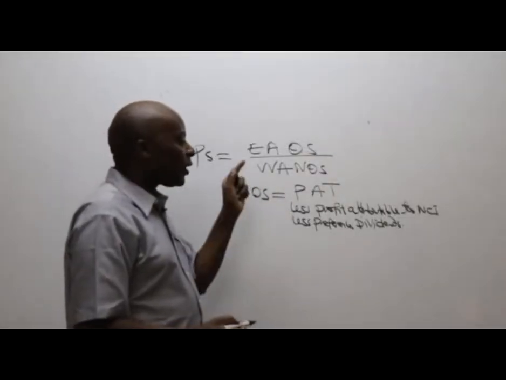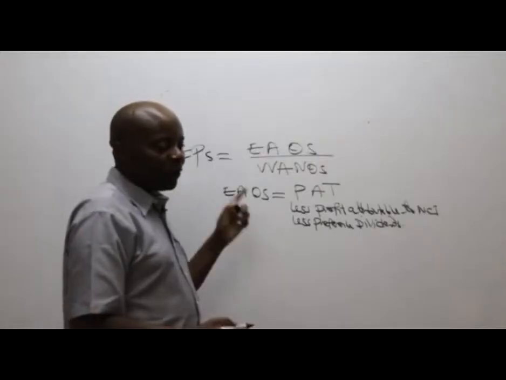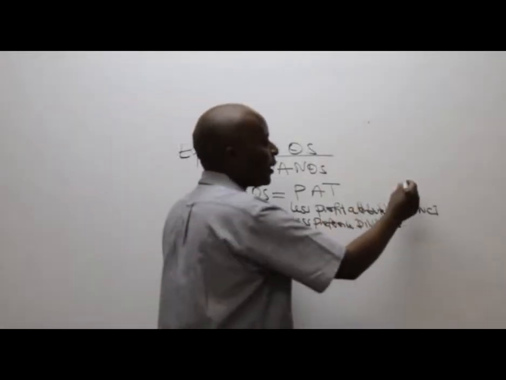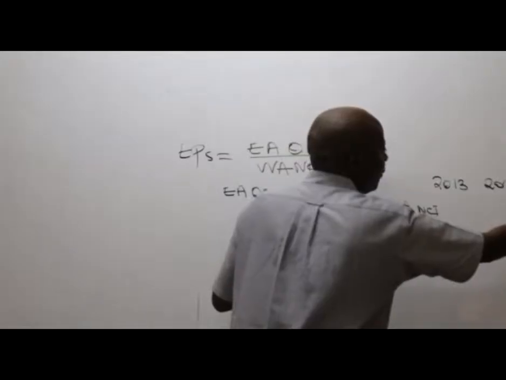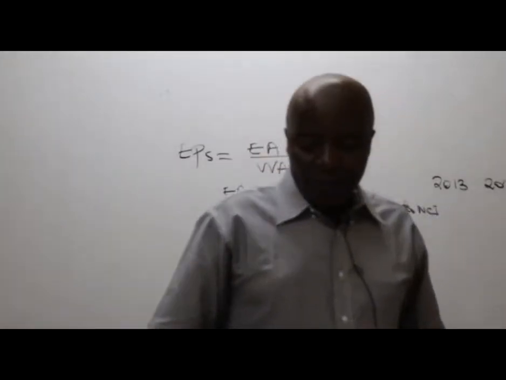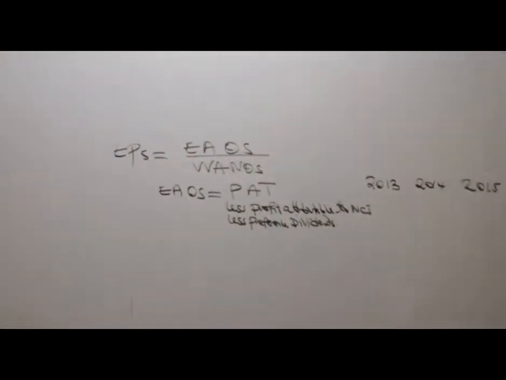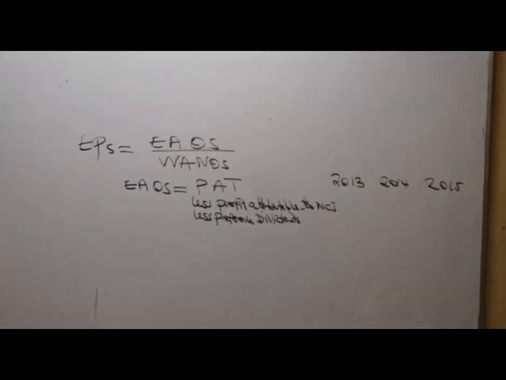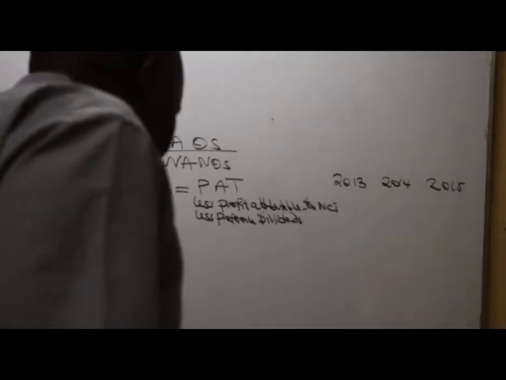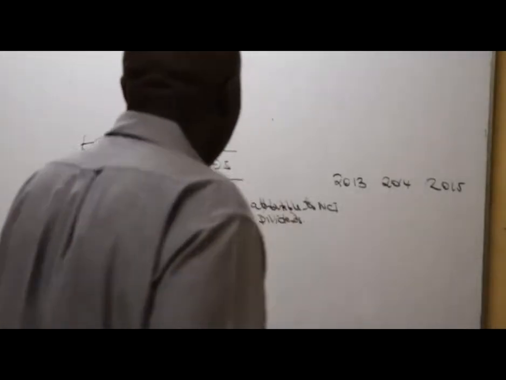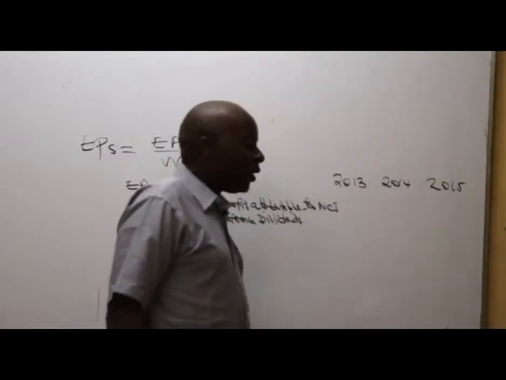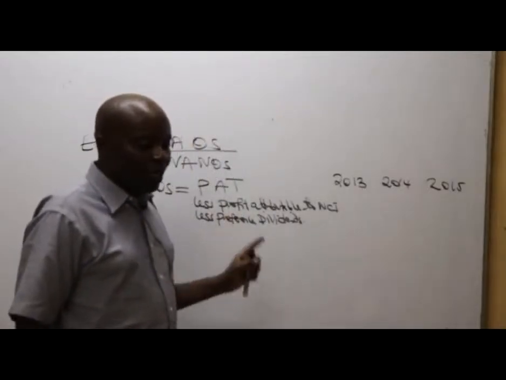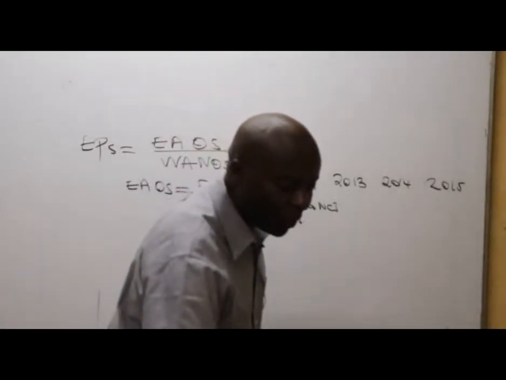So you take the profit after tax that has been reported. We have our 3 years: 2013, 2014, and 2015. So anytime they want you to calculate the earnings attributable to ordinary shareholders, we shall always be thinking like this. You take the reported profit after tax, you subtract any profit which is attributable to non-controlling interests, and then we also subtract any preference dividends.